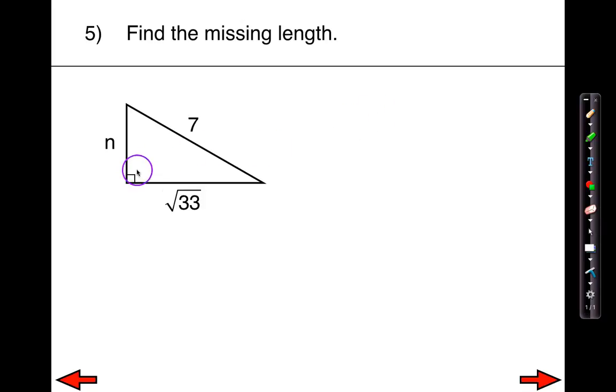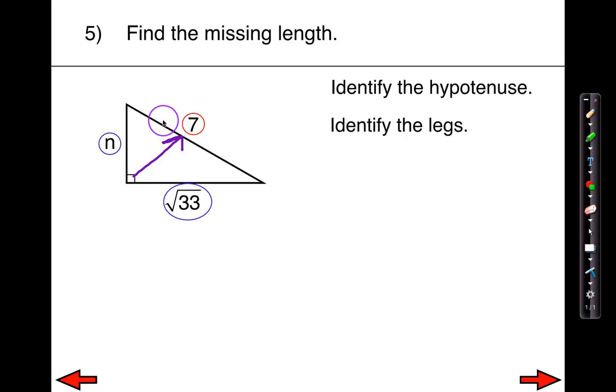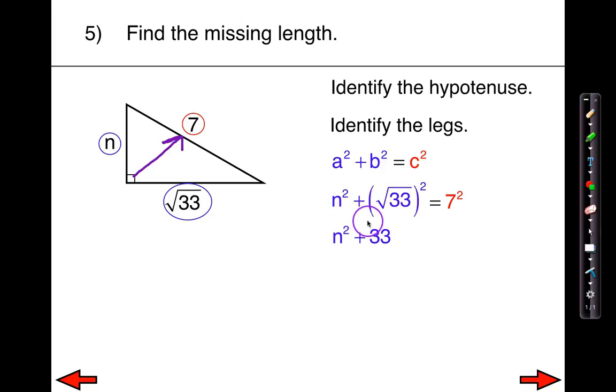So here, let's go ahead and identify the hypotenuse, which is 7, making n and the square root of 33 the legs. So plugging that into my formula, this is what I end up with. N squared plus the square root of 33 squared equals 7 squared. Now, the reason why I would say this is easier is because when you take the square root of something that's squared, it basically undoes itself since there are inverse operations. So it's just going to leave me with n squared plus 33.